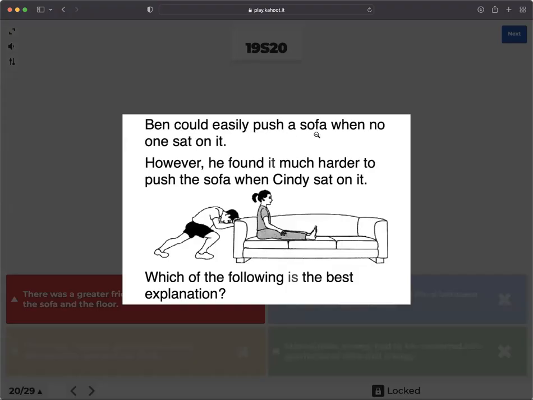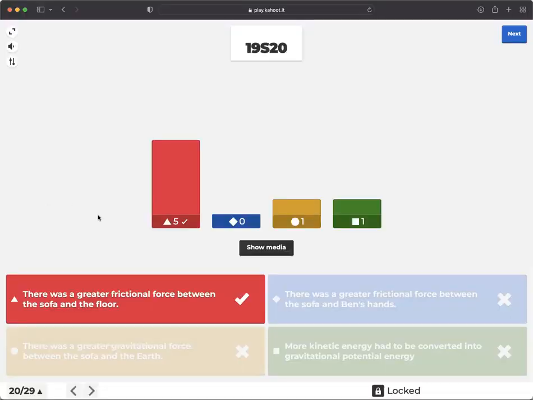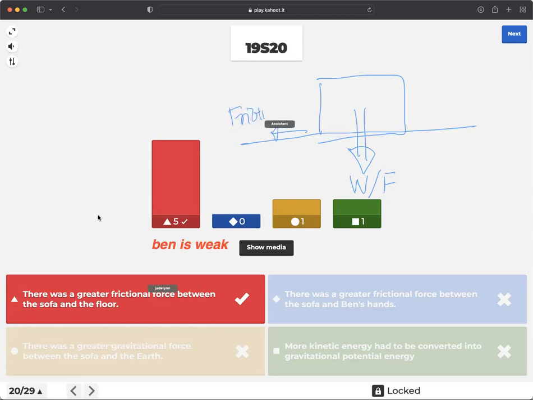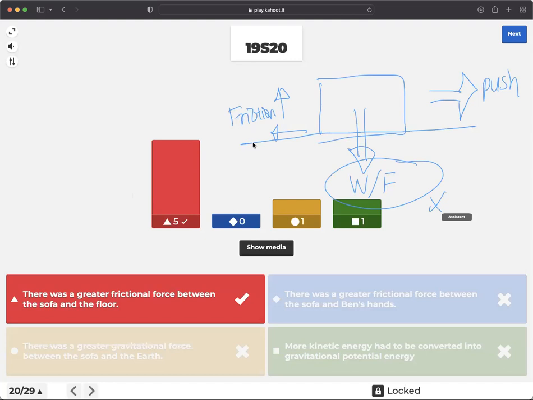Okay, so Ben could easily push a sofa when no one sat on it. However, he found it harder to push when Cindy sat on it. So why? Okay, so when you have a greater weight or force acting on the ground, the friction will increase. Is that clear? The key thing is it's harder to push because you're pushing in this direction, so it has nothing to do with this. When you're pushing, the one that counters it is the friction.